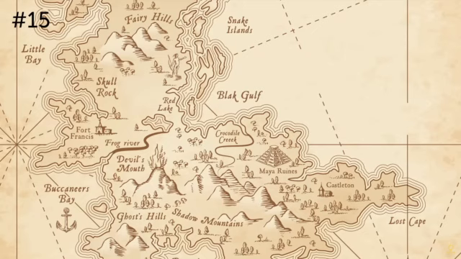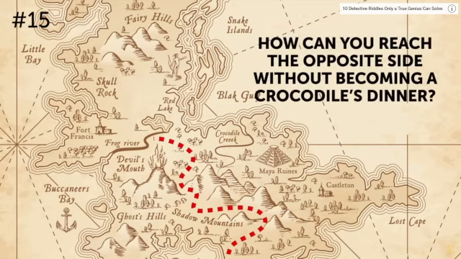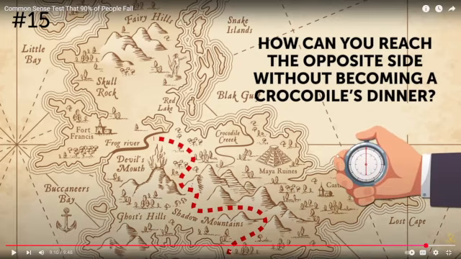15. You're hiking in the wilderness when you come upon a river. You have to cross it, but you know that crocodiles dwell in rivers there. How can you reach the opposite side without becoming a crocodile's dinner? Now, some people would look at this map. Personally, I think it looks like a map of England. Sorry if you don't see that. No, that side, up. Wales, Scotland.